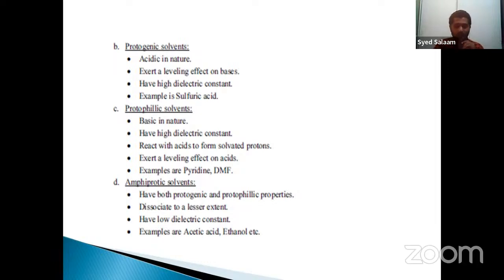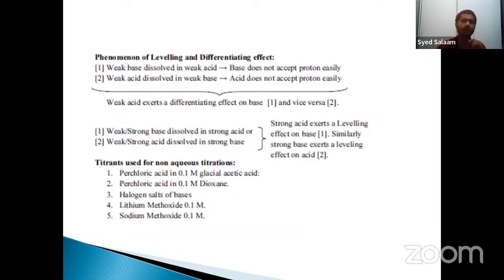Amphiprotic solvents will level both acids and bases. So what is the phenomenon of leveling and differentiating effect? Usually we have a weak base dissolving in a weak acid, which gives a base that does not accept protons easily. So we need to level it up using a strong acid.